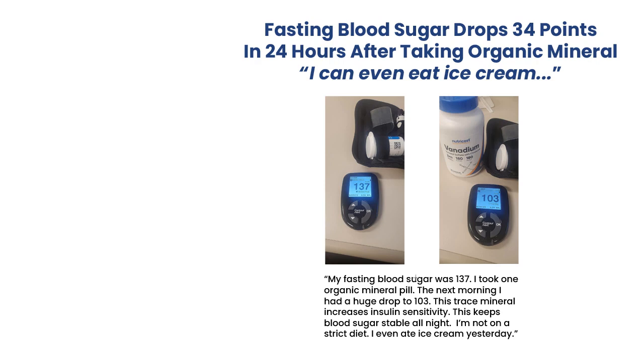My fasting blood sugar was 137. I took one organic mineral pill. The next morning I had a huge drop to 103. This trace mineral increases insulin sensitivity. This keeps blood sugar stable all night. I'm not on a strict diet. I even ate ice cream yesterday. Okay, so again, this is going to stop a diabetic in their tracks, and you're going to do it in the first one, two, three seconds.